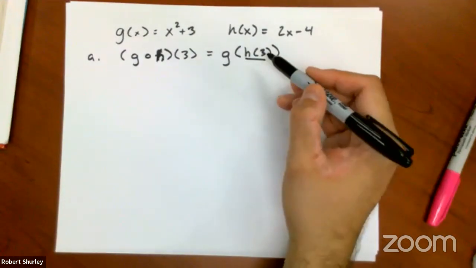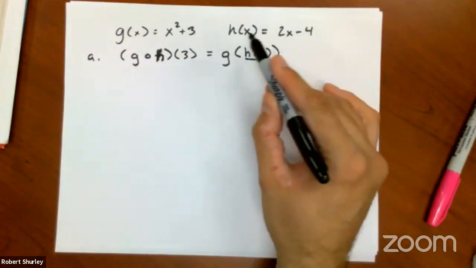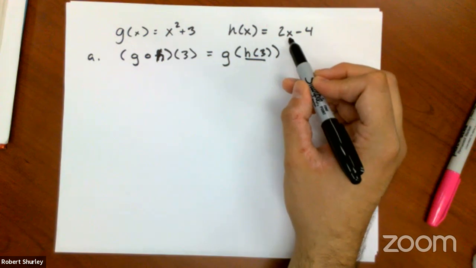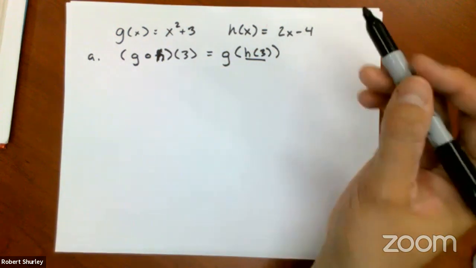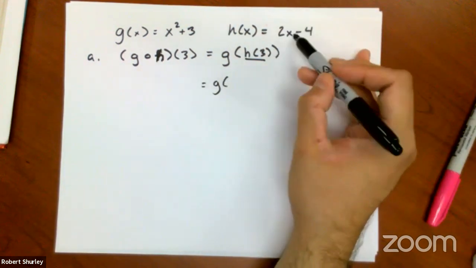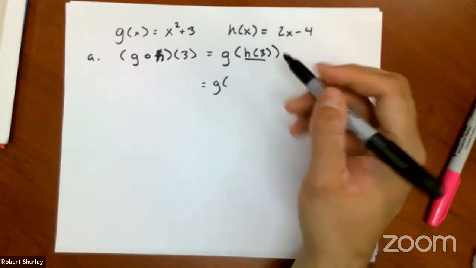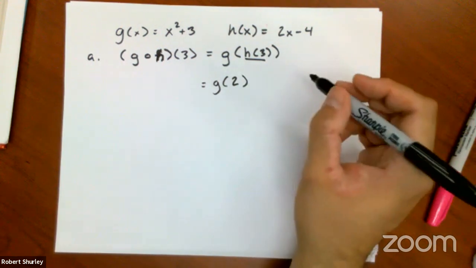So look, first we've got to find h of 3. H of 3 is not bad. I've got my h of x function here, right? If I put 3 into this function, I get 3 times 2, that's 6, minus 4, that's 2. If I plug in 3 here, 3 times 2 is 6, minus 4, that winds up being 2. Okay, h of 3 gives me 2.